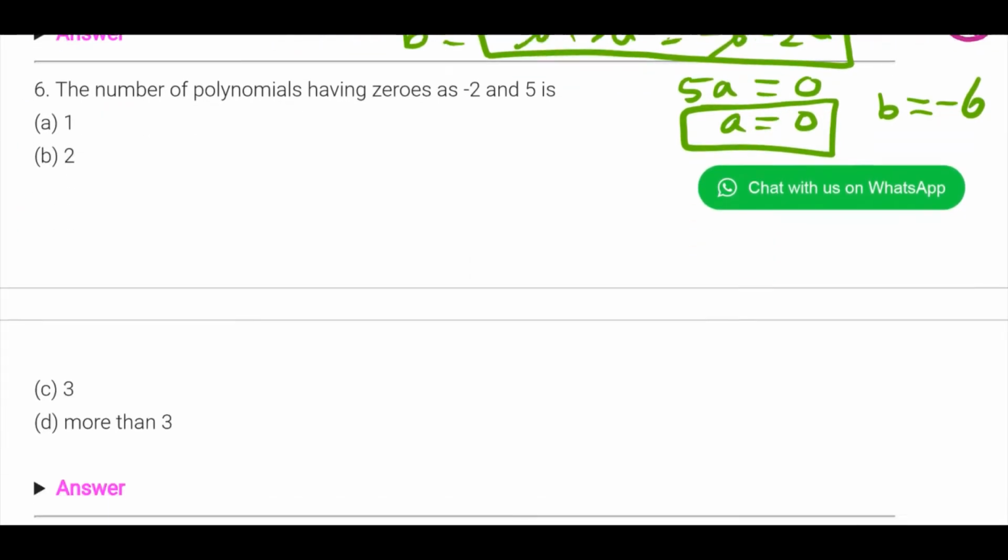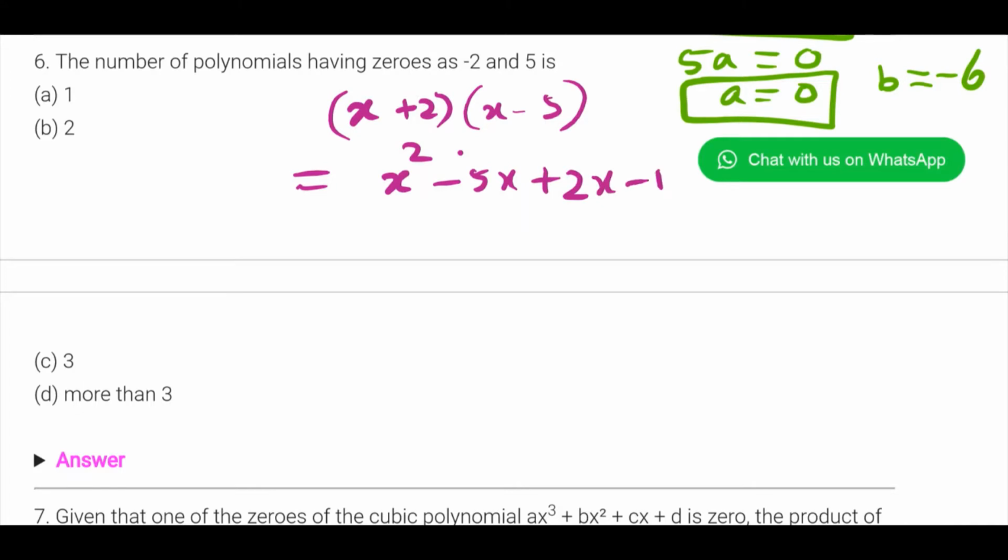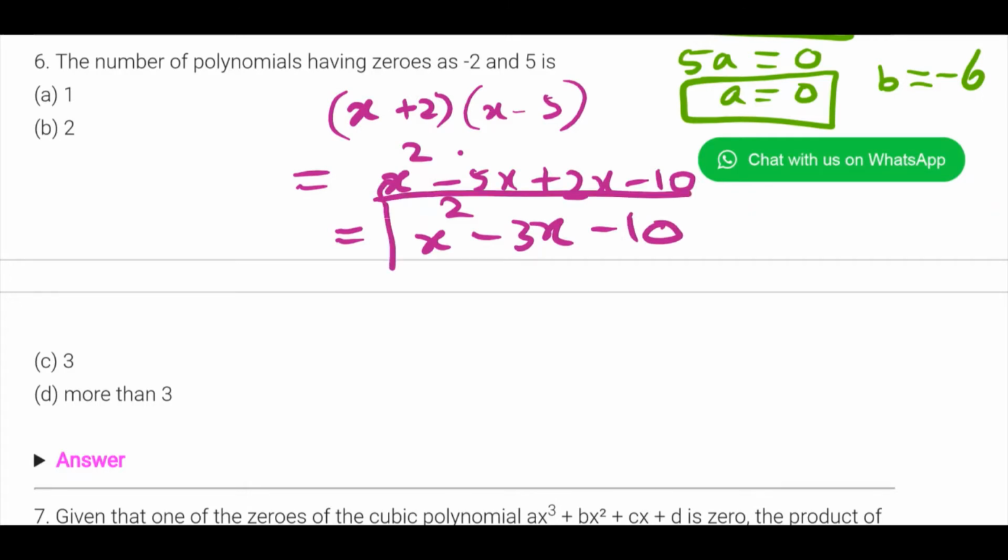Next question is question number 6. The number of polynomials having zeros as minus 2 and 5. If you find the polynomial, it will be x minus of minus 2, that is x plus 2, into x minus 5. This gives x square minus 5x plus 2x minus 10, which equals x square minus 3x minus 10. So this is the polynomial we got.